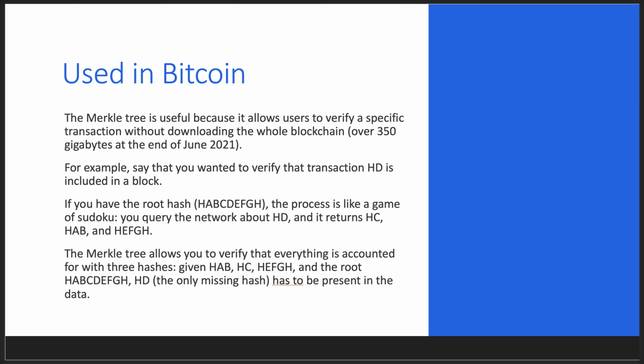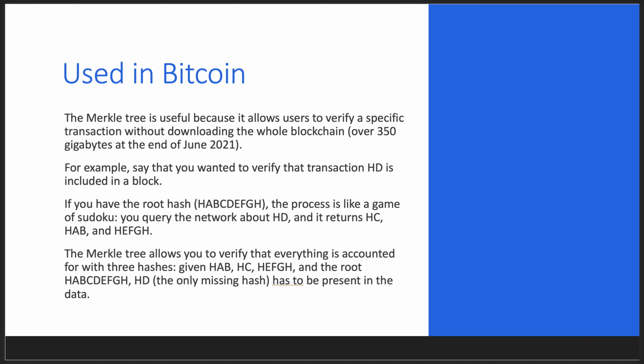So, used in Bitcoin, the Merkle tree is useful because it allows users to verify a specific transaction without downloading the whole blockchain. And again, right now it's over 350 gigabytes as of the end of June 2021. That's the latest figure I could get. In terms of how this works, for example, say you wanted to verify that a transaction HD is included in the block. You have the root hash that goes along with that, and you can query the network about HD, and it will return a bunch of other things along the way.